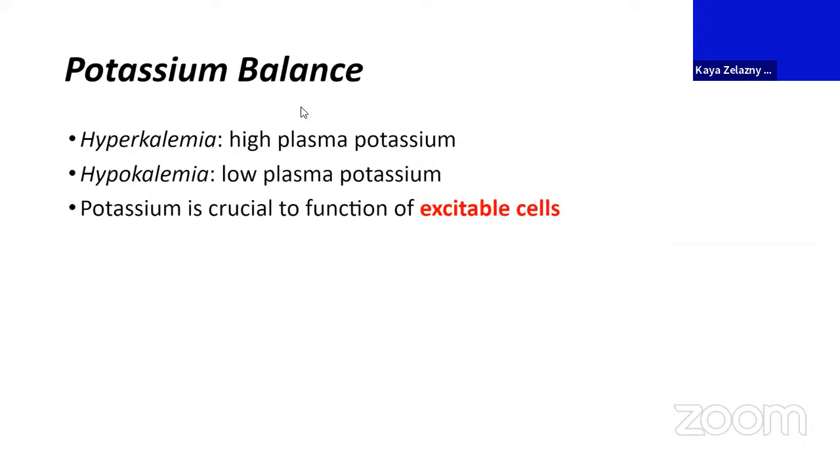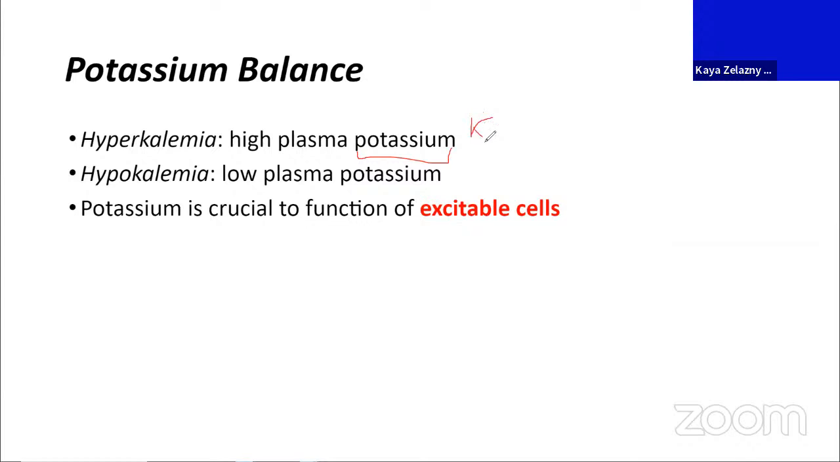So we do have some new words. Right, so we had hypernatremia for high sodium. Now we have potassium as an ion, it's that K plus, right? So we have the emia ending for blood. We have hyper for high. And here we see that potassium in the center. So hyperkalemia refers to high plasma potassium, and the opposite, low potassium in your blood, is hypokalemia.